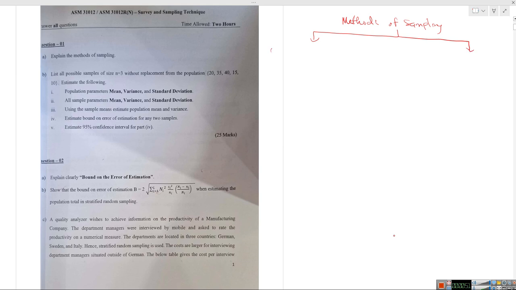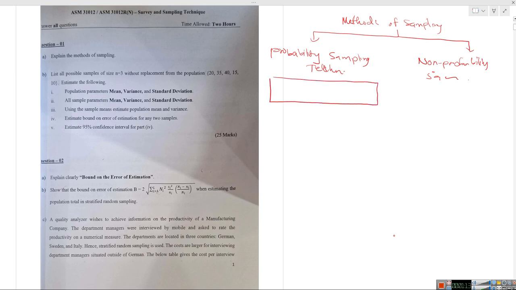The first one is probability sampling techniques, and then we studied non-probability sampling techniques. Probability sampling techniques mean, in the sampling process, which is the act or procedure of drawing a sample from the population, each experimental unit has an equal chance of being selected to be a part of the sample. So this is the definition of probability random sampling.